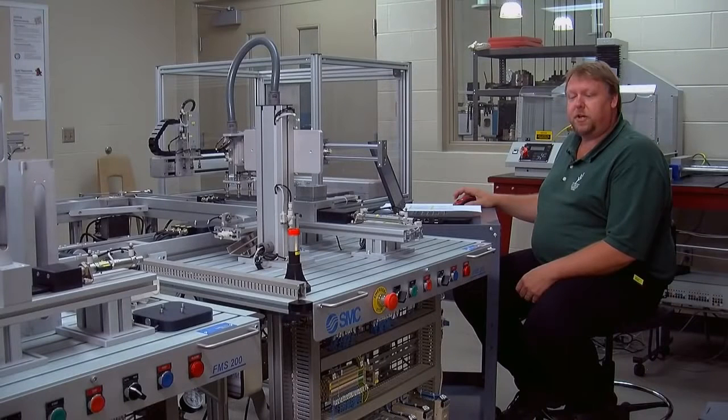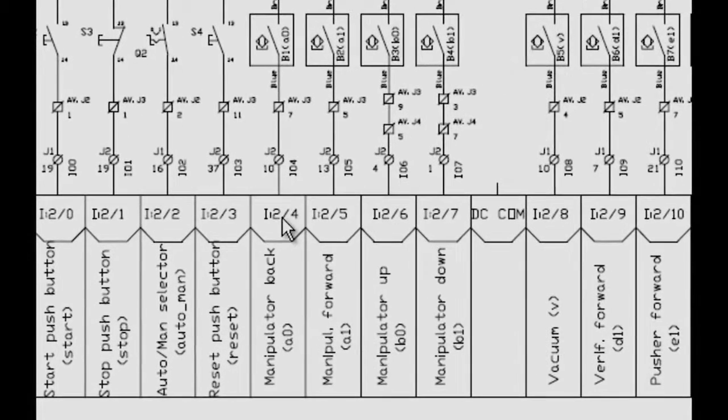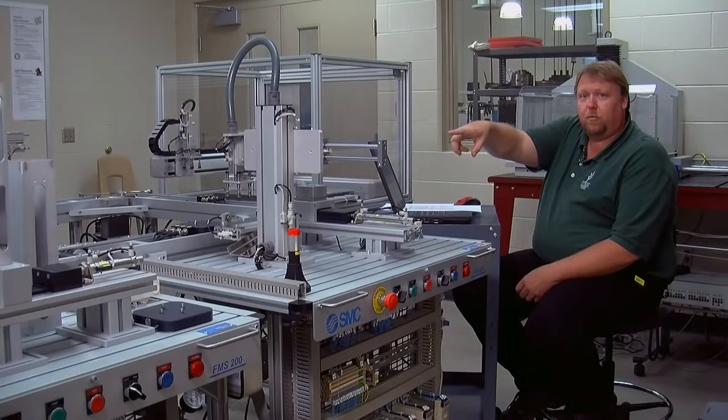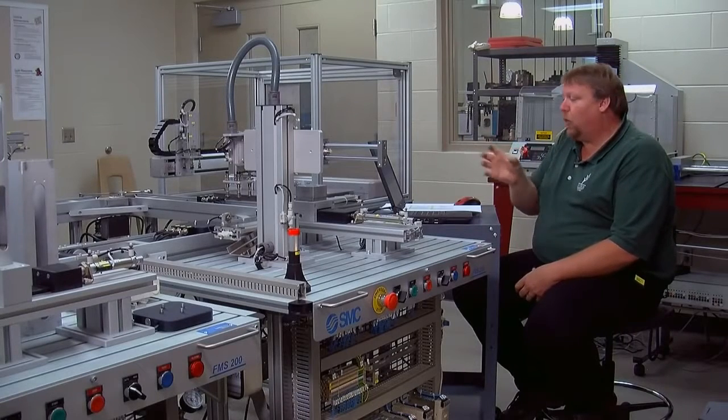It's a reed switch. Each cylinder inside has a magnet that, when that magnet passes over the switch, allows that sensor to be triggered. So if we look at the very first one here, I:24 says manipulator back, and that is referring to the cylinder over here on the actual station that moves it backwards and forwards.